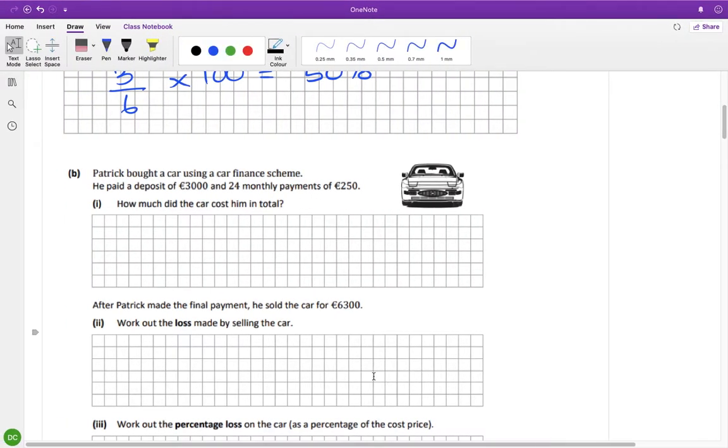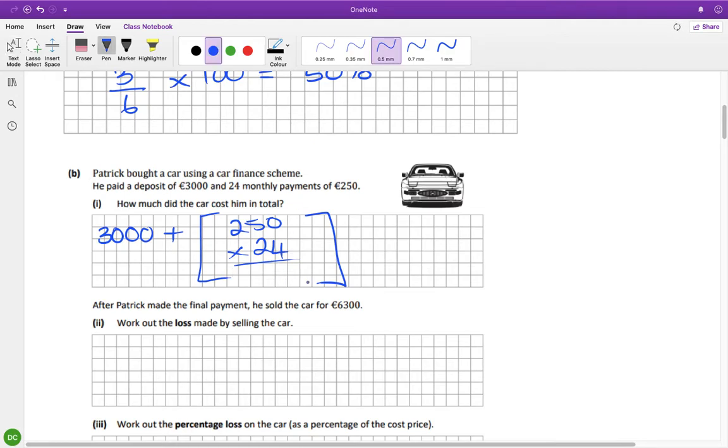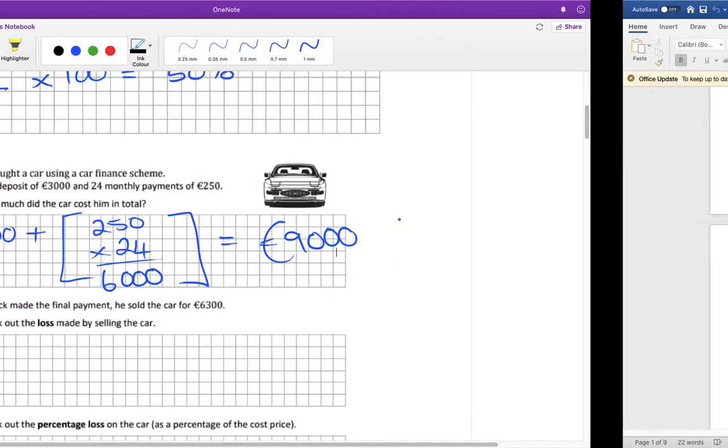Patrick bought a car using a car finance scheme. He paid a deposit of €3,000 and then 24 monthly payments of €250. How much did the car cost him? Okay, so he had €3,000 down plus, and then he did €250 by 24 months. So that's 6,000. So that's €9,000.